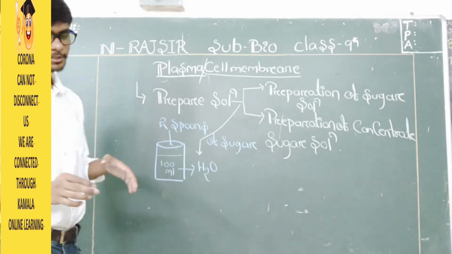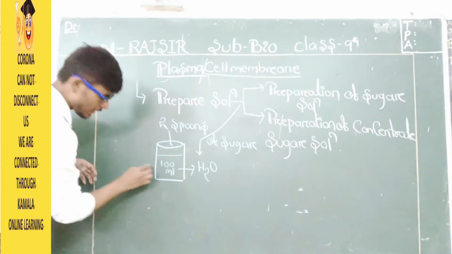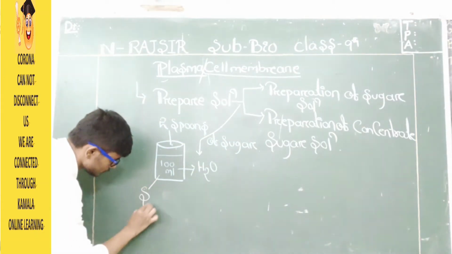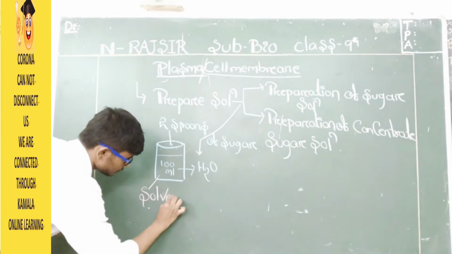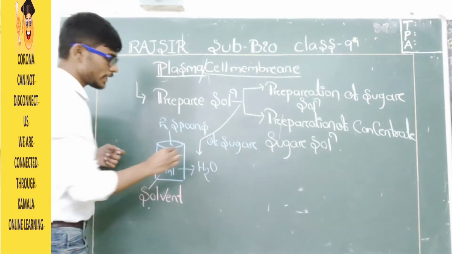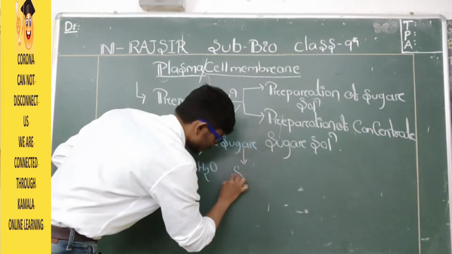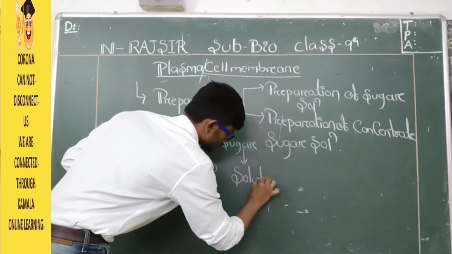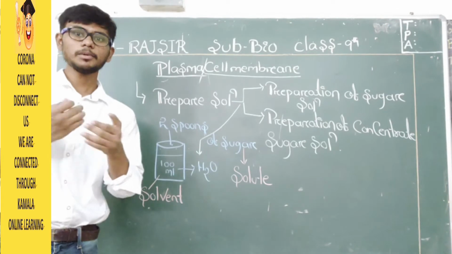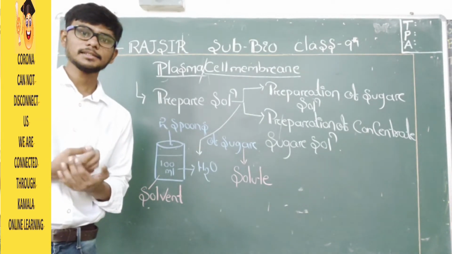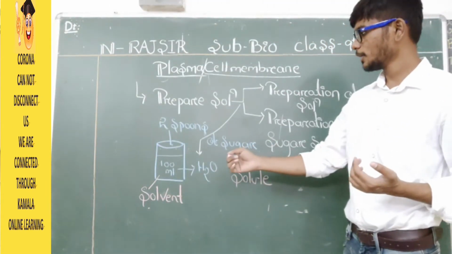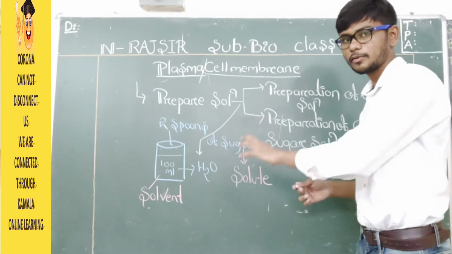Right? So in this case, you will call water as solvent. And you will call sugar as solute. Solvent plus solute will make a solution. This is what you need to understand from this particular topic. This is your first one.